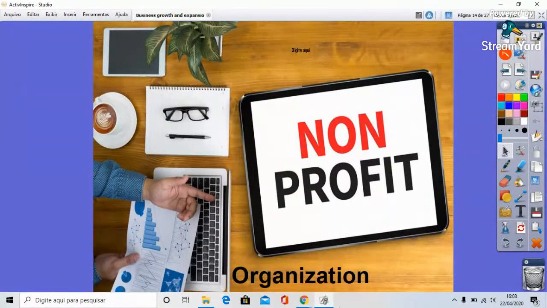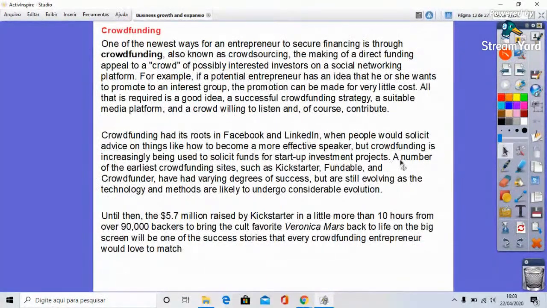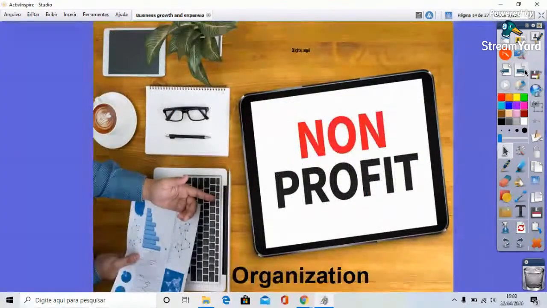Chapter 8, Lesson 2, nonprofit organizations. So remember, all of these organizations, they are profit organizations. They pay taxes. Their main objective is money. What is exactly a nonprofit organization?